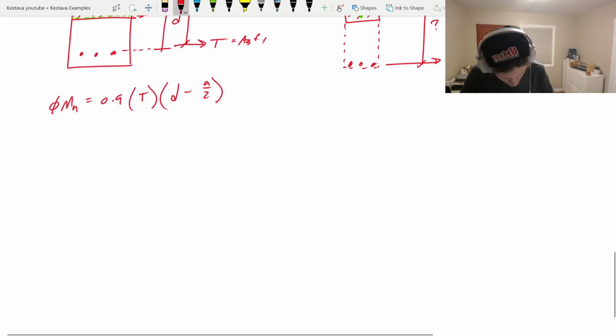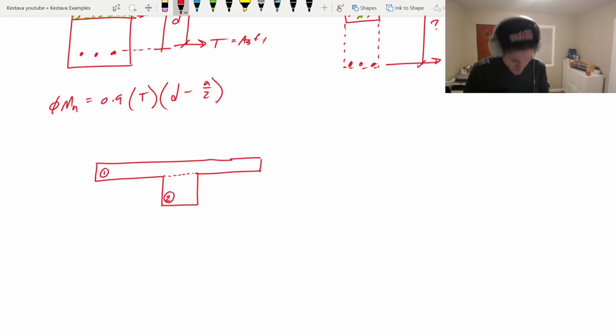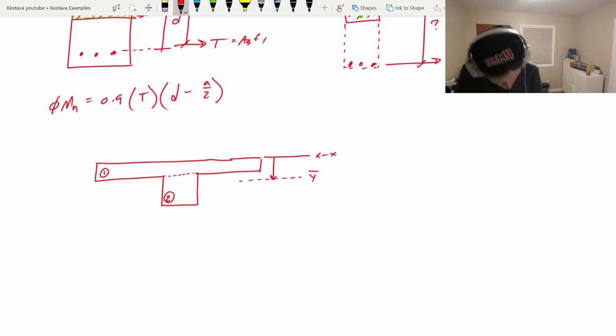So let's go a bit further here. I'm going to redraw it. Didn't even come close to scale. And we're going to split this up into section 1 and section 2. I know you're all just loving this right now. You're like, oh God, flashbacks. We're going to go from the top here. I'm just going to call it the x-axis, and we're going to go down, and we need to find y bar. That's what we're looking for here.